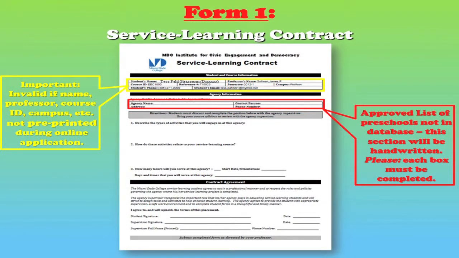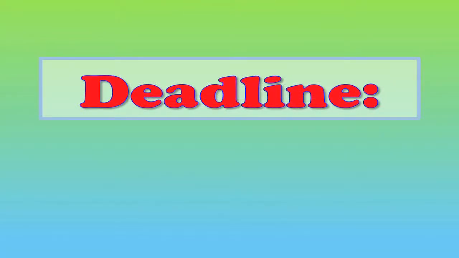Your contract is going to show with your information, your professor, your course ID. You're going to have this printed out, and you're going to fill in all of these boxes shown here in red. Your deadline for the contract will be set by your professor. Generally, that'll be 2 weeks after your course starts. You'll be turning this contract into your professor, who will then forward it to the ISED office at your campus.